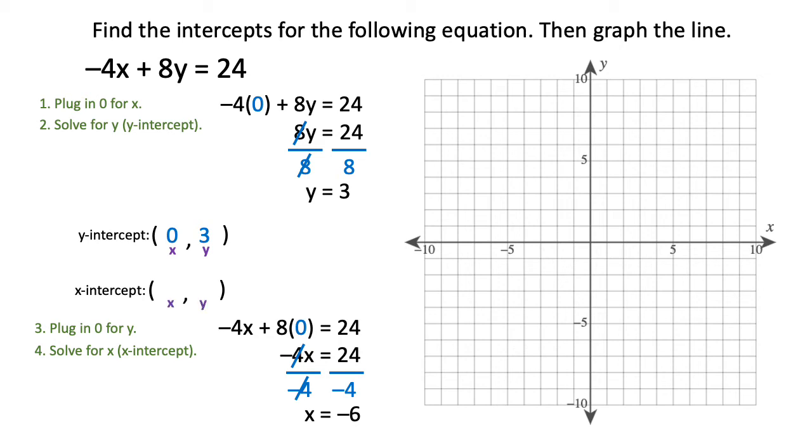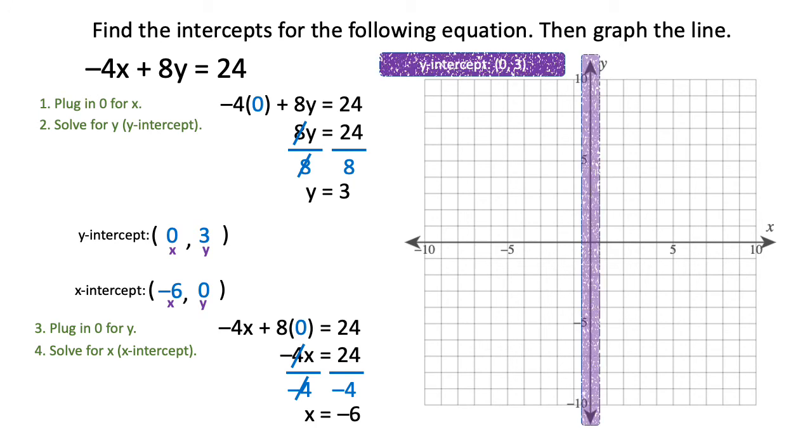Think about your coordinates when you put your coordinate pair together. You still have an x-coordinate and a y-coordinate. This time we plugged in 0 for y, so 0 is our y-coordinate. And we found negative 6 for x, so negative 6 is going to be our x-coordinate. That gives us the point negative 6, 0 for our x-intercept.